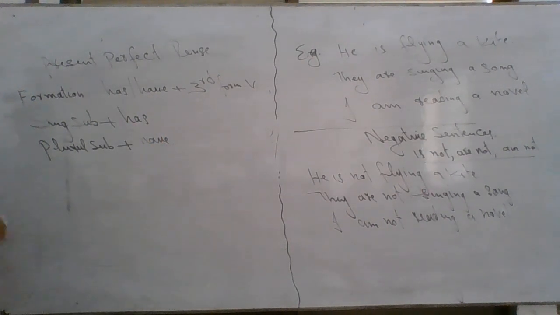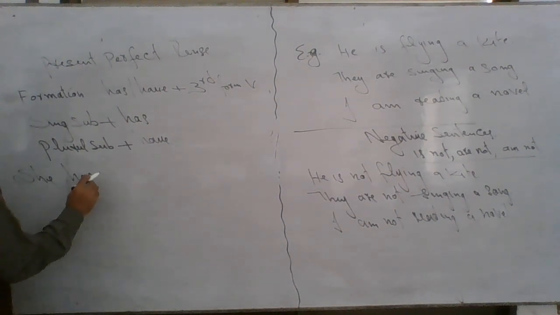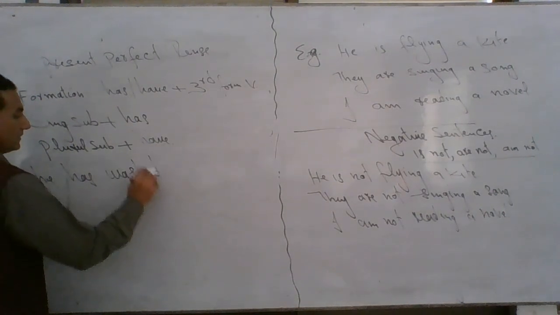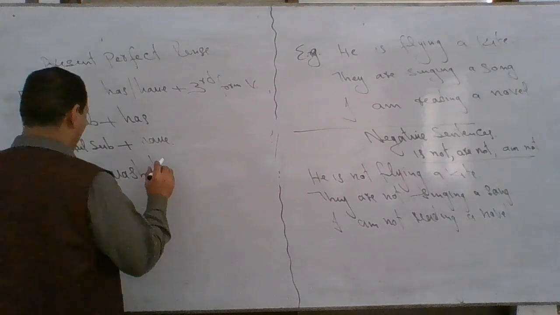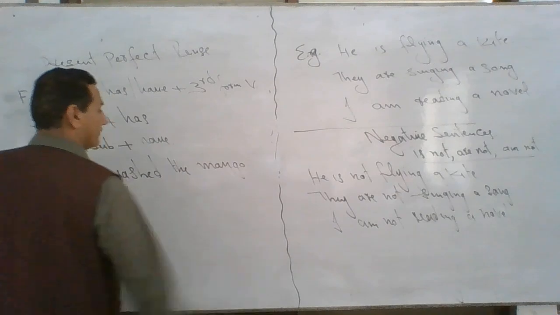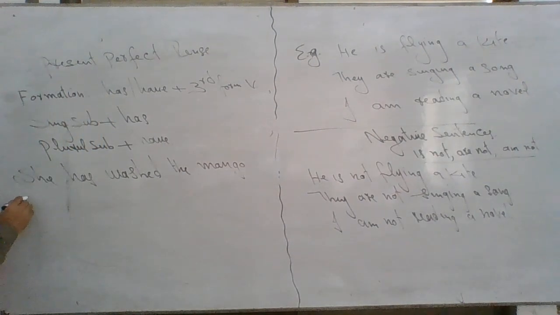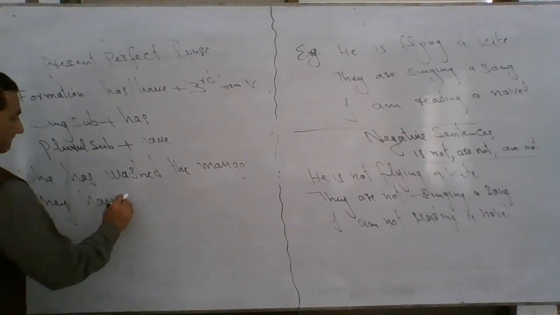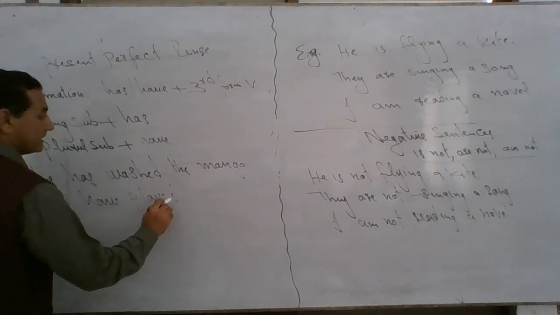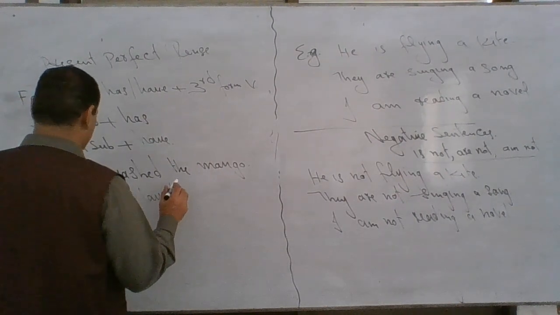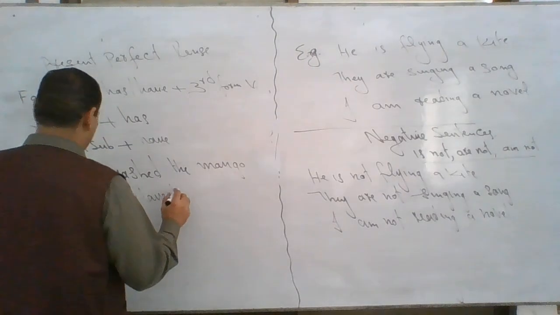And in the form there. Example. Yes, she has washed the menu. And they. It means that the third form is there after has and have.